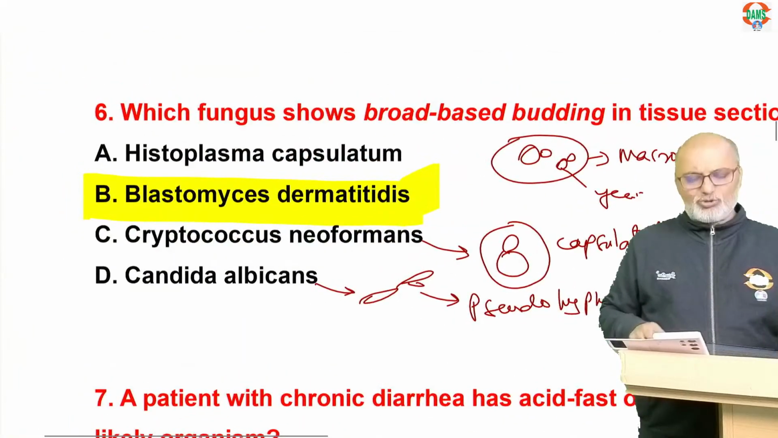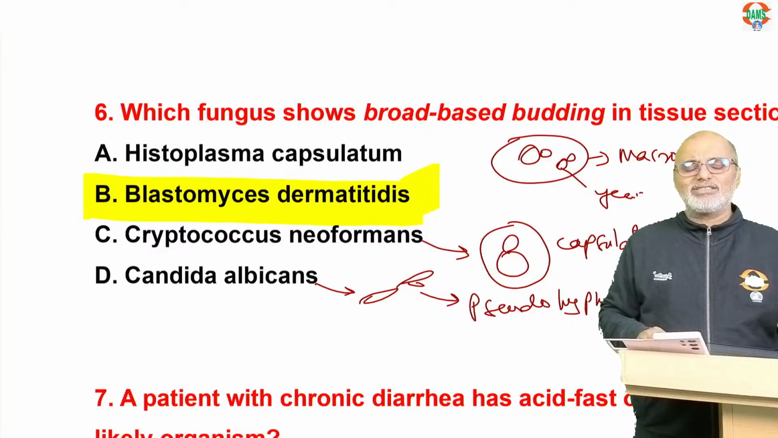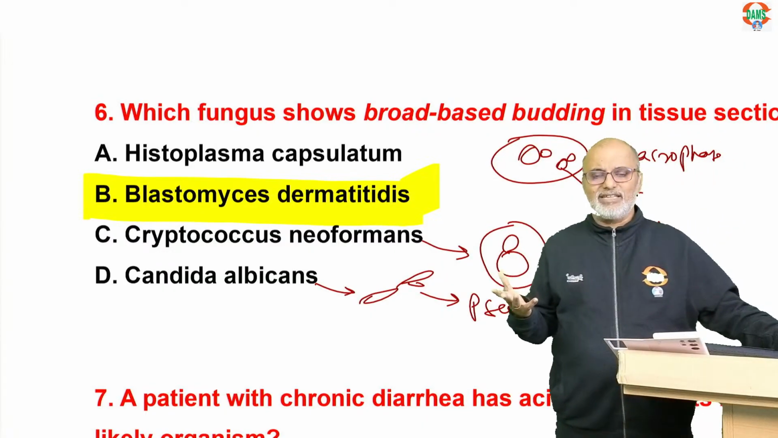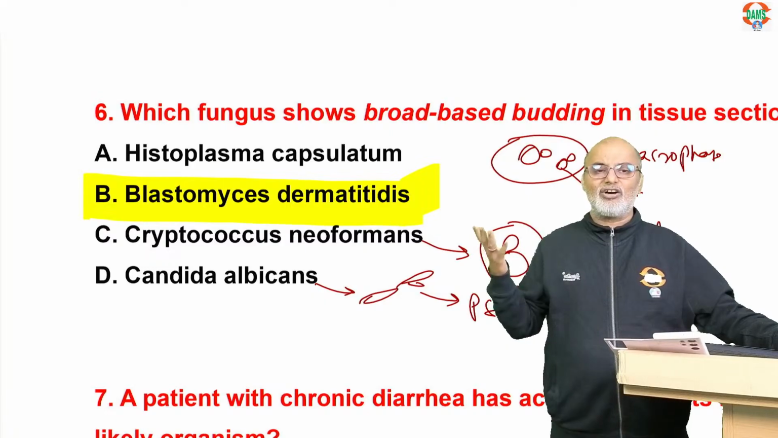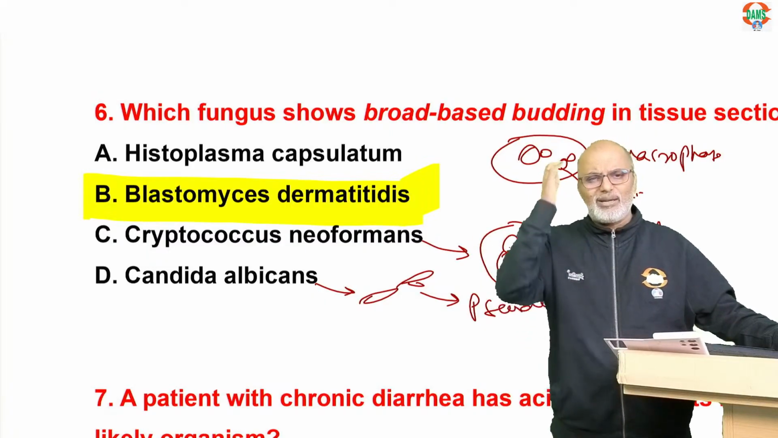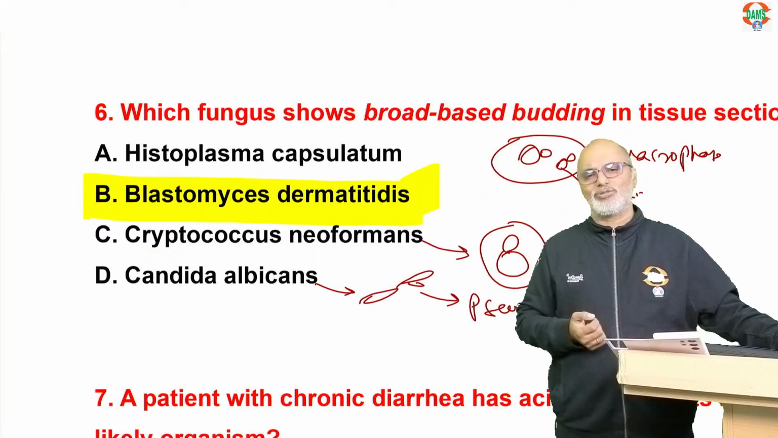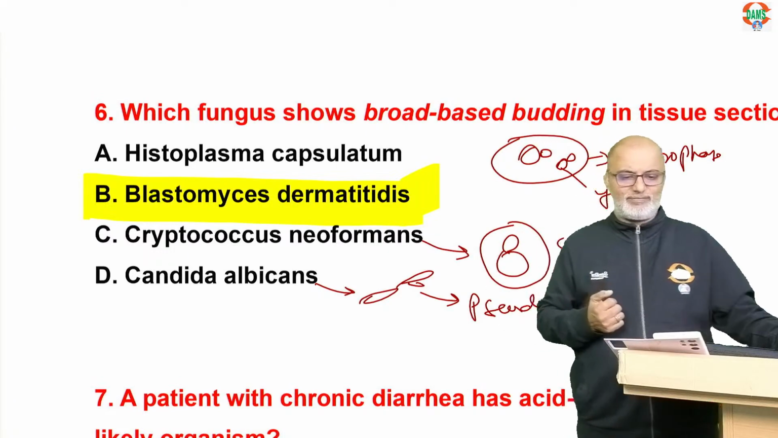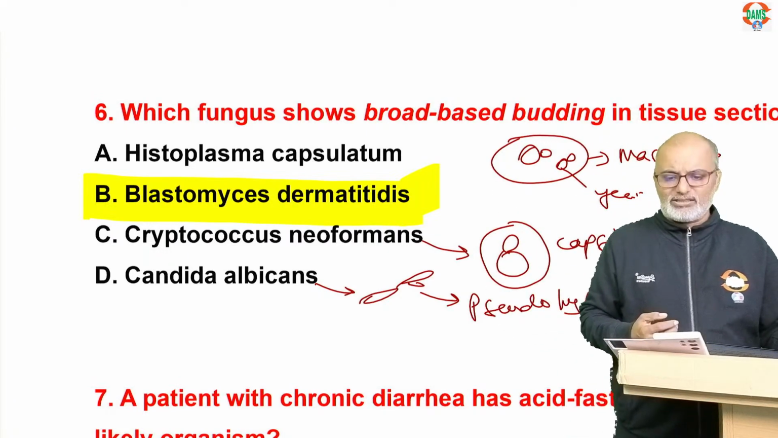And if you want to know the disease, Histoplasma causes Darling's disease, Blastomyces causes Gilchrist or North American blastomycosis. Cryptococcus is the most common cause of fungal meningitis in HIV positives. Candida causes oral thrush, esophageal candidiasis, moniliasis, etc. Must to know, my dears. These are all must to know.